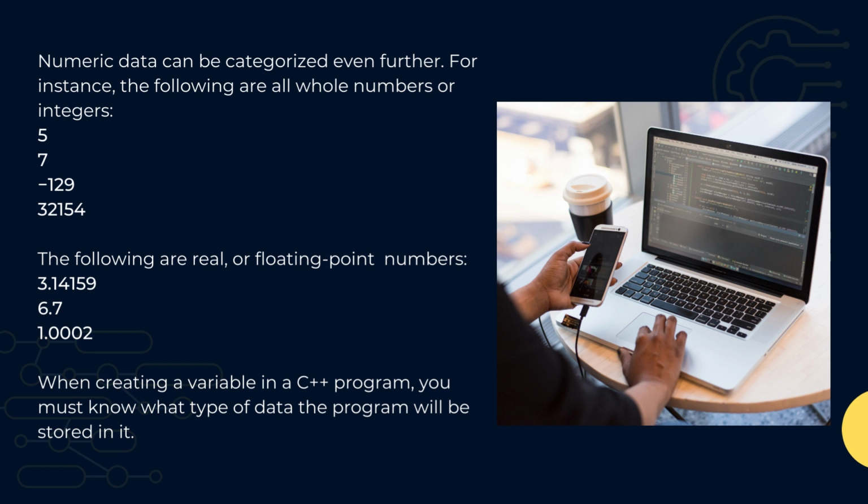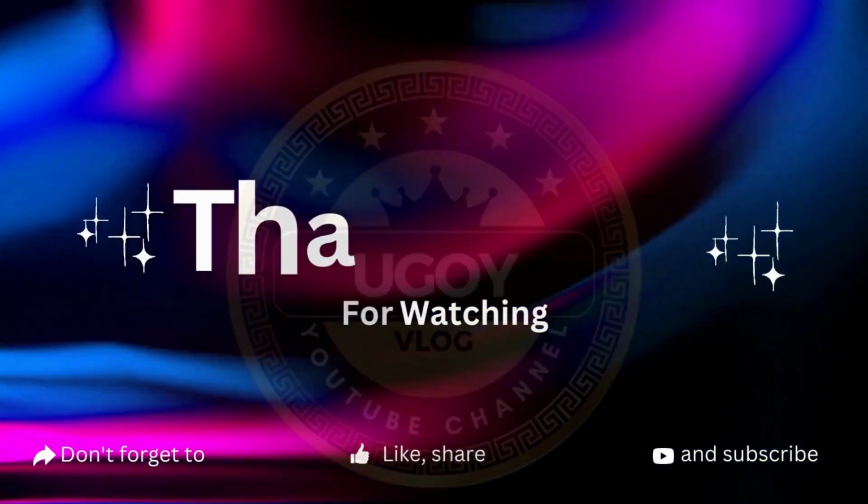32,154. The following are real or floating point numbers: 3.14159, 6.7, 1.0002. When creating a variable in a C++ program, you must know what type of data will be stored in it.